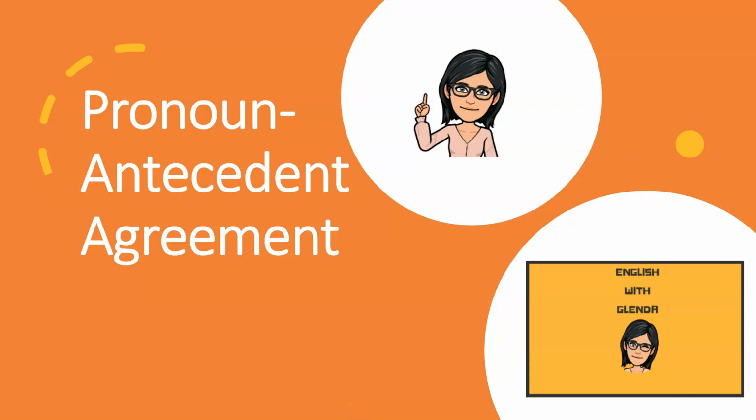Today we are going to discuss pronoun-antecedent agreement. What is an antecedent? An antecedent is a word or group of words to which another word refers. So in Tagalog, it is yung nauuna.